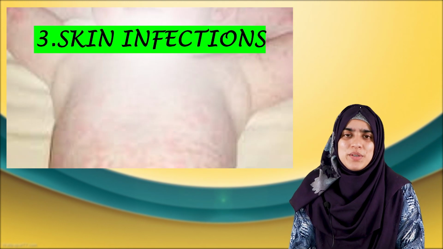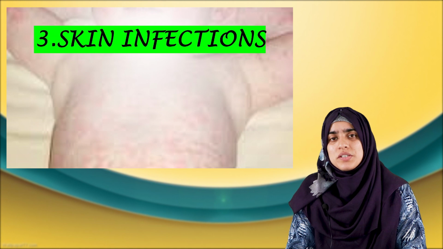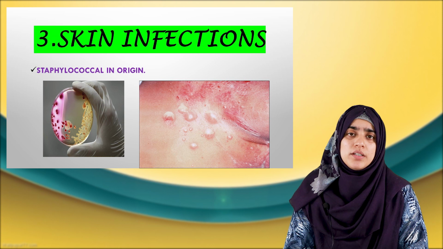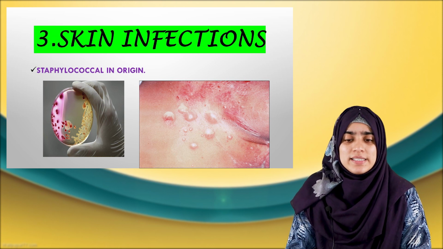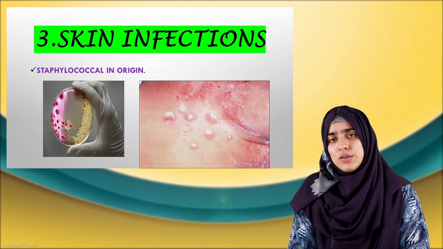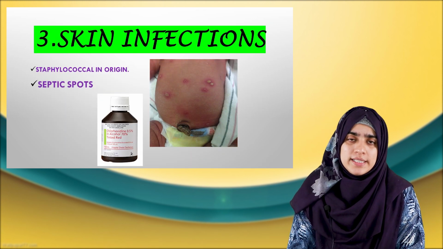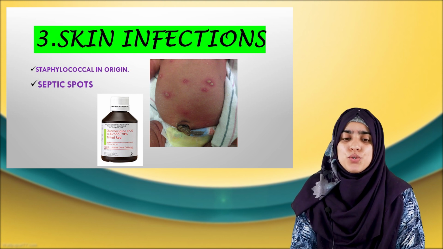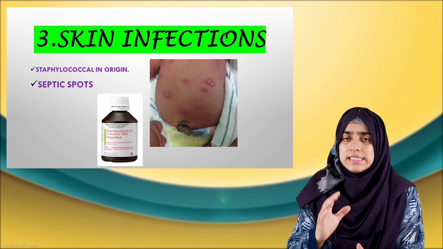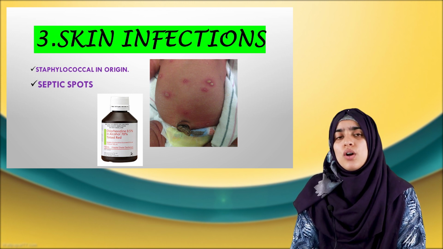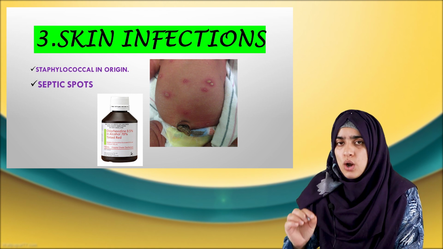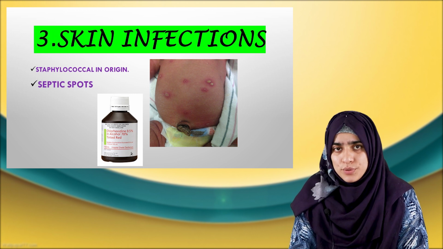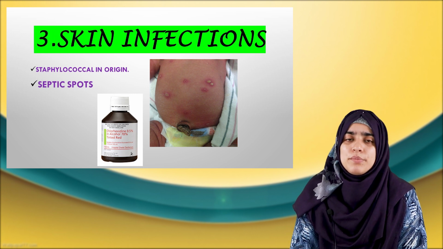The next disorder is skin infections, which are most commonly seen in neonates. The most usual infections seen in neonates are staphylococcal in origin. Septic spots may be seen in a baby, that is, isolated pustules may be present over the skin of the baby, and they are resolved with a cotton wool swab soaked in chlorhexidine 0.5% spirit. With the cleansing of that, it may be resolved.